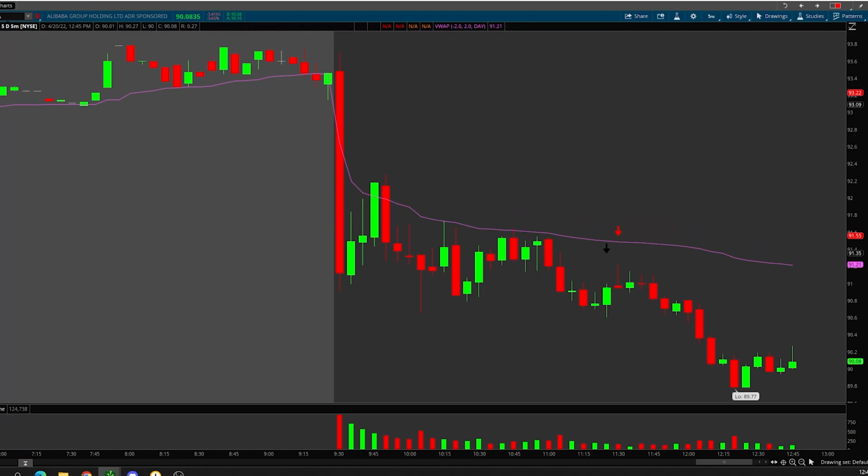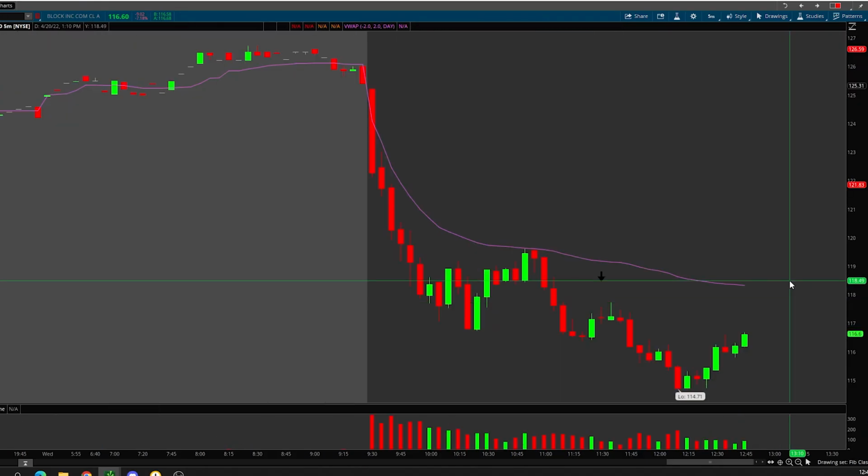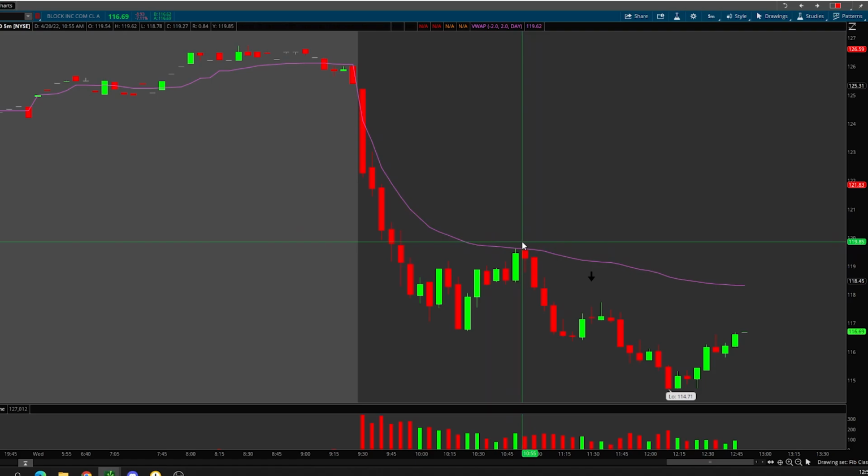What if we go to a different chart like SQ? Okay, so if we look at SQ, it came back and tested VWAP one time today on the 5-minute time frame, and it instantly dropped lower to the downside. So again, as day traders, this would be the best possible spot for us to get short because your stop loss is going to be right on the opposite side.